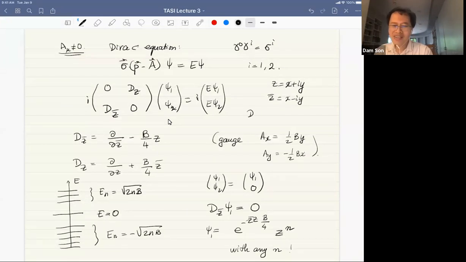In practice, n is limited by the size of the system. One can imagine, you can look at the square of this wave function. So at n equal to 0, it will be a Gaussian shape, and if we increase n, it will peak at larger and larger z. This is psi 1 of z squared.